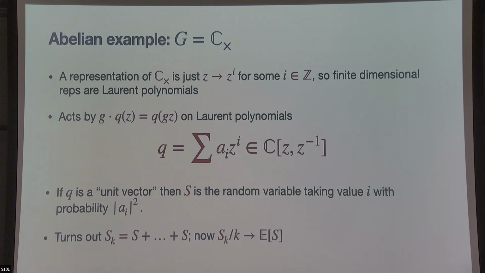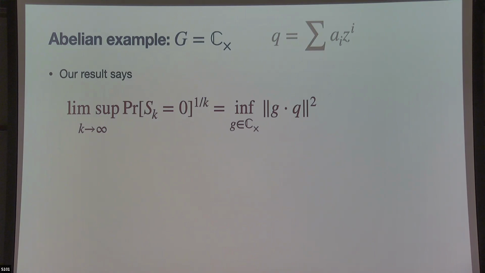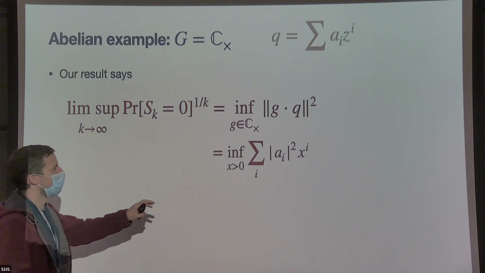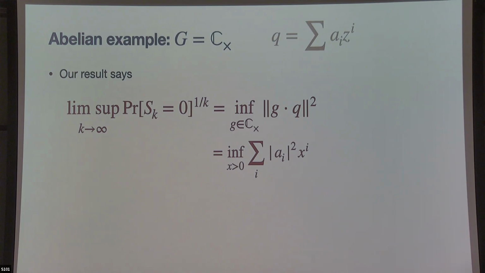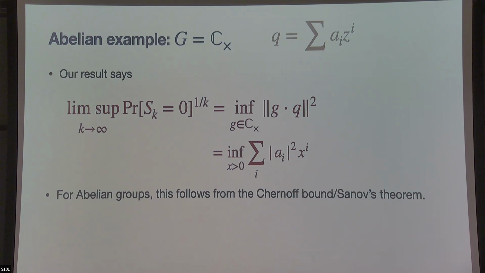And maybe I'll skip over this, but how you interpret the first result here is that it tells you the chance of a k-fold sum of random variables being equal to zero is equal to this minimization problem. But again, that's also coming from the existing Chernoff bound stuff.